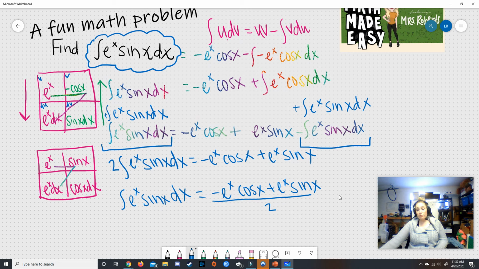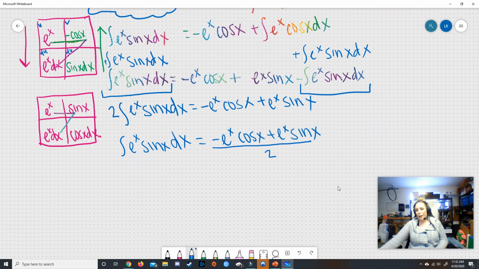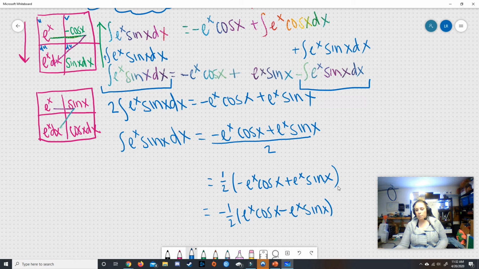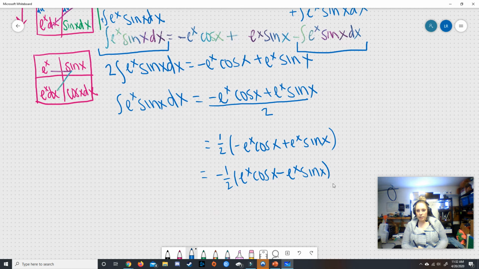Now, you're done. But I just want you to know there's a lot of different ways to write that. You could also have written this as 1/2 times negative e to the x cosine of x plus e to the x sine of x. You could have also written this as negative 1/2 times e to the x cosine of x minus e to the x sine of x. You could have also written this as negative 1/2 e to the x times cosine of x minus sine of x. All of those are exactly the same thing.